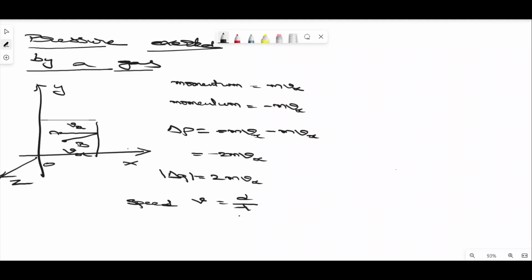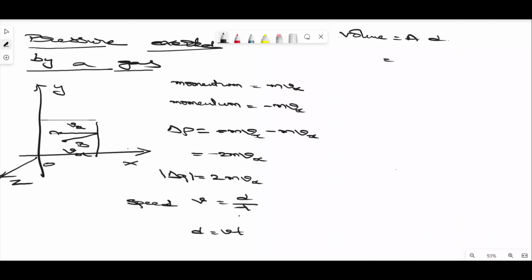Now we are going to consider the expression for speed. We know that speed v equals distance by time. From this, distance can be represented as speed into time. So as we observe this expression, now let us consider volume.